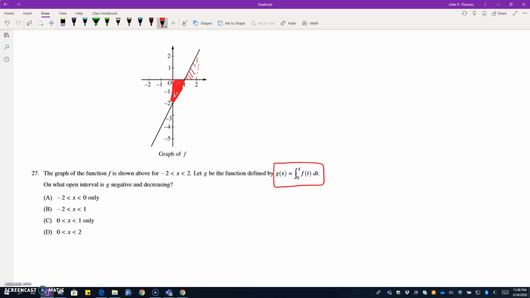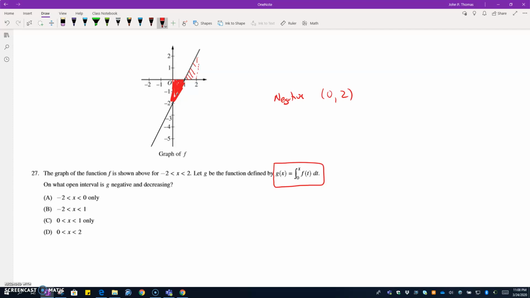So we're negative on the interval from 0 to 2, not inclusive of the endpoints, because initially we're going to be 0 to 0, which is the area of 0, and when we get out to 2, those two triangles are going to offset each other perfectly.